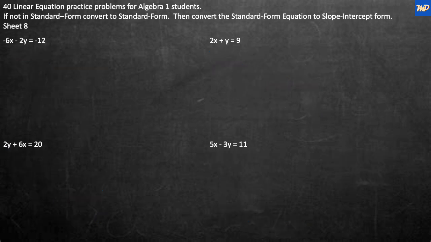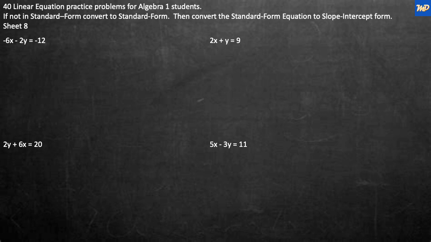Okay, we're on slide 8. We're getting close to the end. Same instructions, standard form first, and check for the rules. We know the rules. And standard form to slope-intercept form. Sheet 8. The first problem, negative 6x, negative 2y equals negative 12. If you'd like to stop this video and just try some of these yourself, you should be doing that. And when you're done, then turn it back on and I'll solve them with you here.